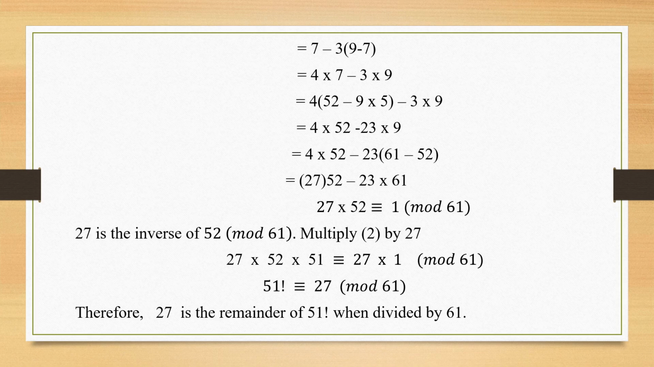So what was the second equation? We had the second equation, 51 factorial. So in the same sense, we'll be multiplying 27 into 52 cross 51 is equal to 27 cross 1 mod 61. That is, I'm multiplying 27 on both sides. Clear? Because I had found out the inverse of 52 was 27. So I had multiplied 27 on both sides. So 27 into 52 is going to be 1 times 51 factorial, and 27 into 1 will give you 27. So therefore 27 is the remainder of 51 factorial when divided by 61. So hence the end of the problem.